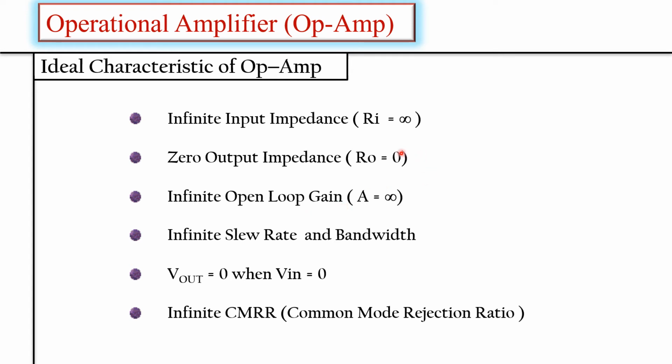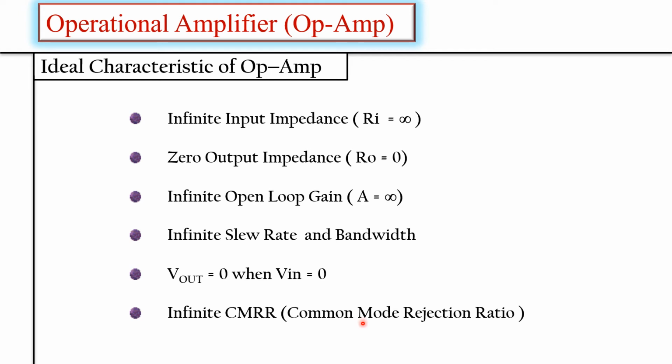The ideal op-amp has infinite input impedance, so Ri is infinite. It has zero output impedance, infinite open loop gain, and infinite slew rate and bandwidth, right? And in this ideal op-amp, whenever the input is equal to 0, the output should also be equal to 0. And this ideal op-amp has infinite common mode rejection ratio.